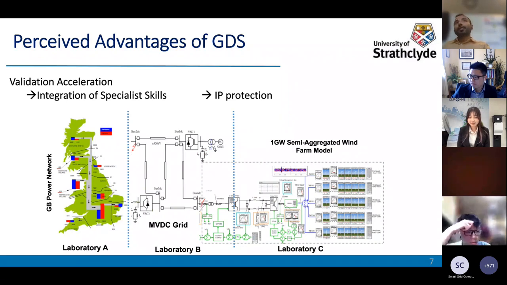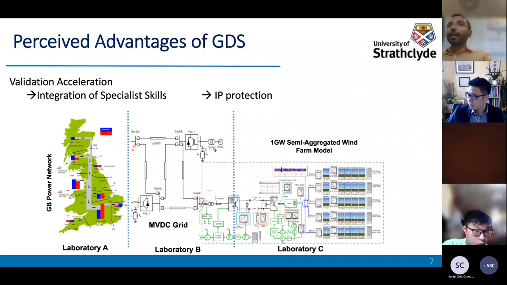Another important point of GDS is that it also helps in the acceleration of validation. Just take the example of the simulation model that I have on the screen. It involves three different expertise. So this has power system expertise with the modeling of the GB network. With the wind farm model, you have power electronics expertise that comes into play. And with the MVDC kit, you have DC system modeling. By using this distributed laboratory approach, you can bring different special skills together to undertake validation.